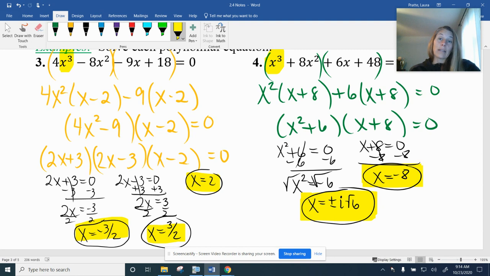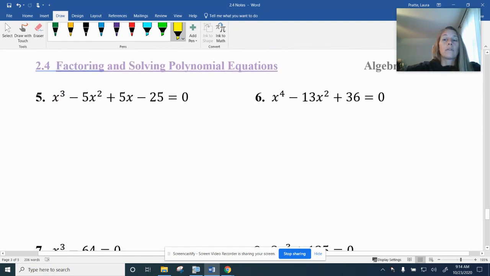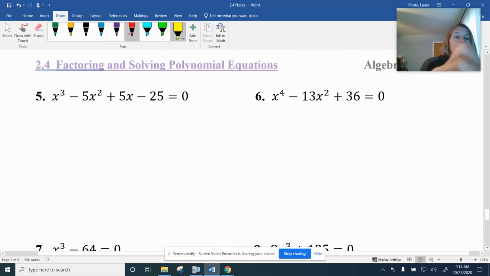But I didn't have to find that. You could have just said 2 imaginary if you want to, but that one was pretty quick and easy, so I would just go ahead and do it. Otherwise, you kind of have to check it on your calculator to see if they're there or not. Okay, so number 5, again, another grouping problem here.